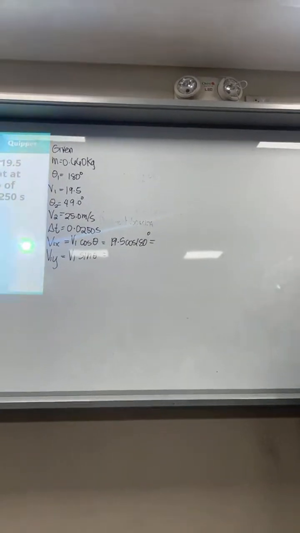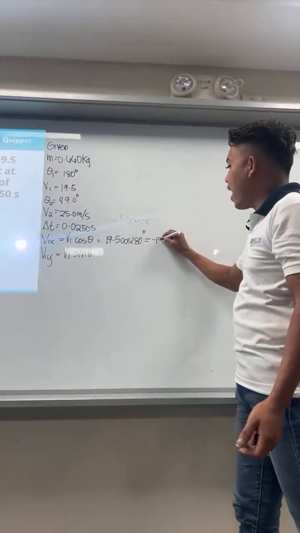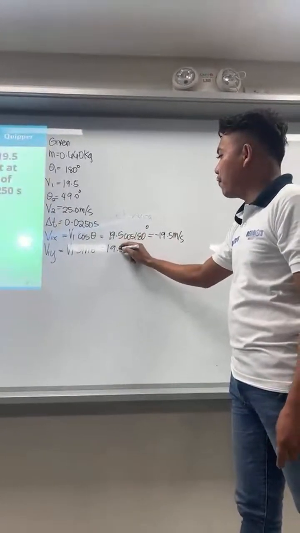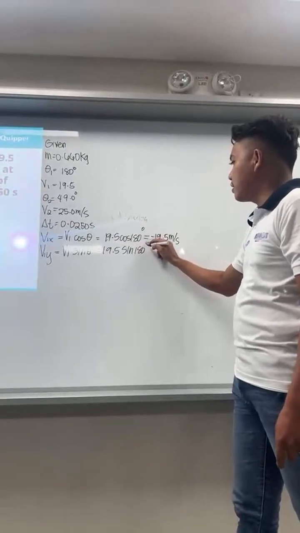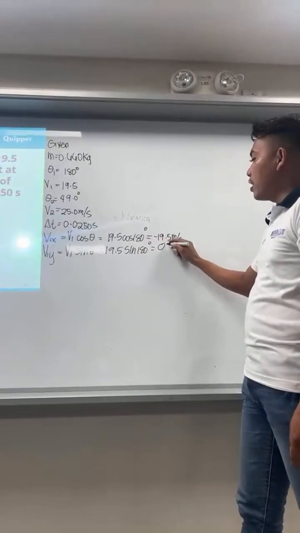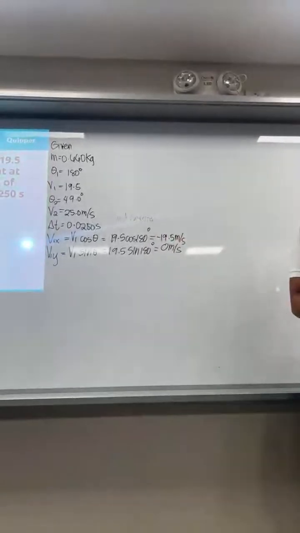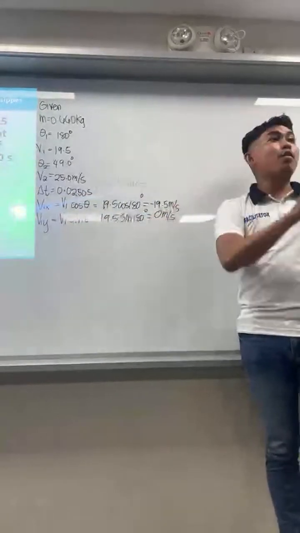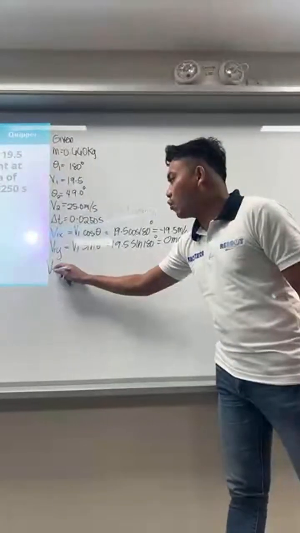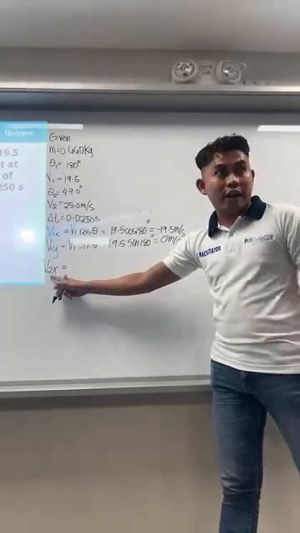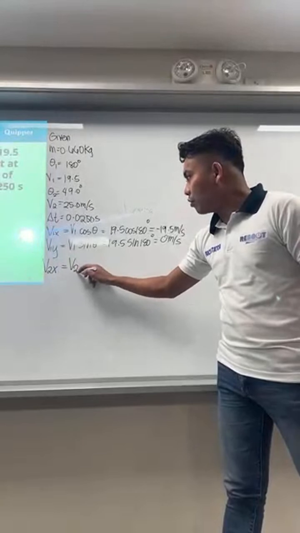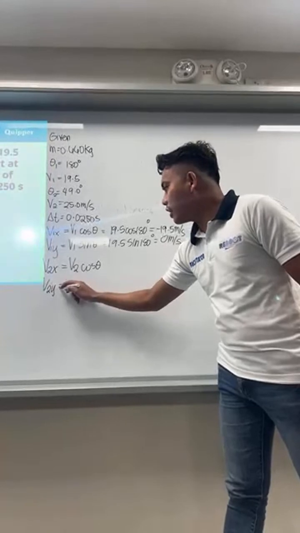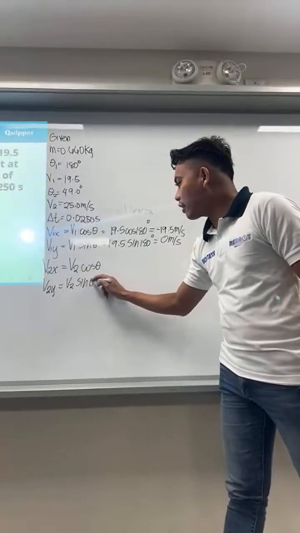Negative 19.5 meters per second. How about 19.5 sine 180 degrees? 0 meters per second. So we're done with our initial velocity. Let's solve our final velocity, which is v2x, the final velocity of x component, which is v2 cos theta, and v2y, which is v2 sin theta.